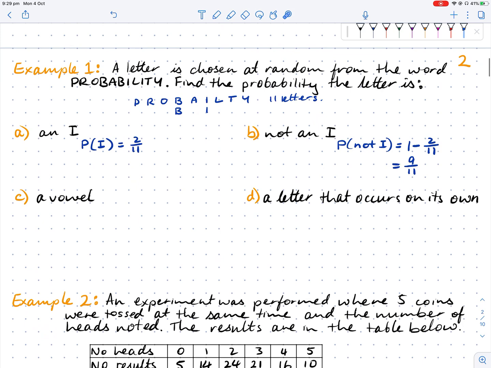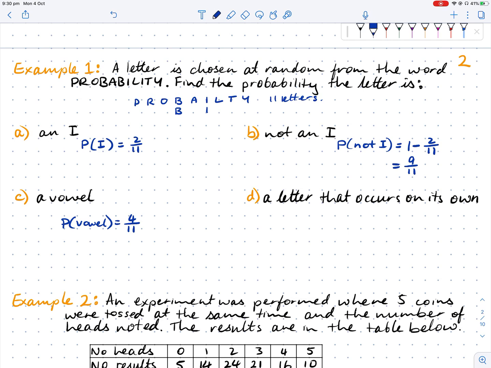The next one, we want the probability that it's a vowel. So vowels are your A, E, I, O, U. So we've got an O, an A, and two I's. So that's 4. So the probability of a vowel is 4 out of 11.